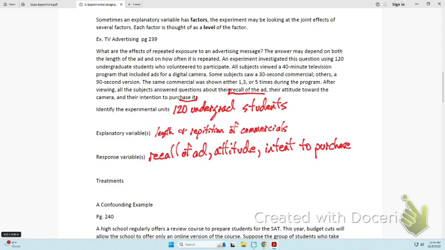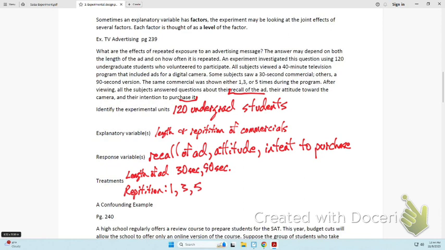Treatments, we had two different types of treatments and they had multiple levels. So one of the treatments was length of ad, length of commercial. And the other was repetition. So they saw it either once, 3 times, or 5 times, and the length was either 30 seconds or 90 seconds. Now that's not quite enough because you need someone to be able to read this and see what occurred.